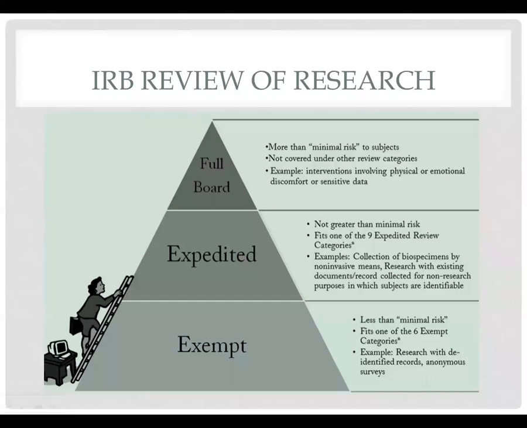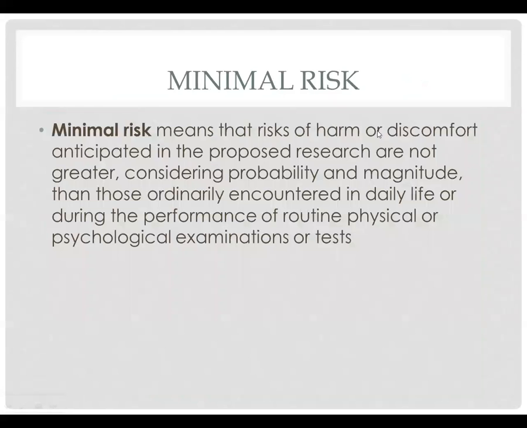Expedited review has 9 categories, and these are not greater than minimal risk. Examples include non-invasive specimens, like a saliva sample, a nail clipping, or a skin scraping. Research with existing documents and survey research are typically expedited unless you're asking very sensitive information. And then you have exemption review, which covers things that are less than minimal risk and fit some of those exempt categories. For example, an anonymous survey when no one's at risk because you don't capture any of that information. So really try to understand what falls into what category. Minimal risk just means that the risk of harm or discomfort anticipated is no greater than what you would encounter in daily life.